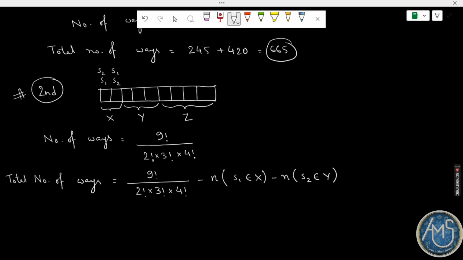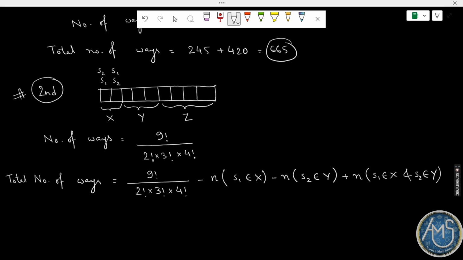We have removed that case 2 times. So we have to add S1 belongs to X and S2 belongs to Y. Like that case, the number of elements in A union B is equal to the number of elements in A plus the number of elements in B minus the number of A intersection B. Because if S1 belongs to X, in that case S2 can belong to Y, so we have removed that. And for the second part, S2 belongs to Y, S1 can belong to X. We have removed those cases again. So we have removed them 2 times, so we have to add 1 more time.